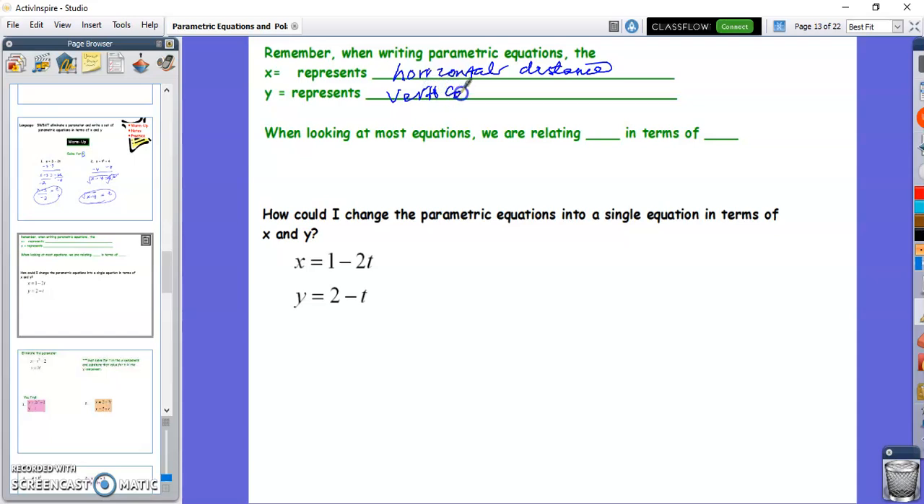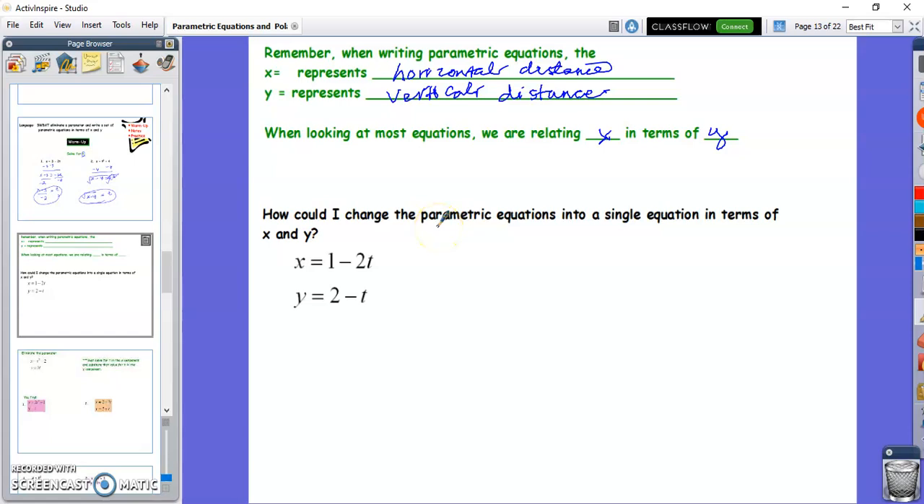Pardon my handwriting. I'm just starting to get used to this kind of scenario while teaching. Okay, so x represents the horizontal distance, the y represents the vertical distance of an object given a particular time. Now we're looking at most equations, we're relating x in terms of y. So there's another way to graph the given parametric equation.